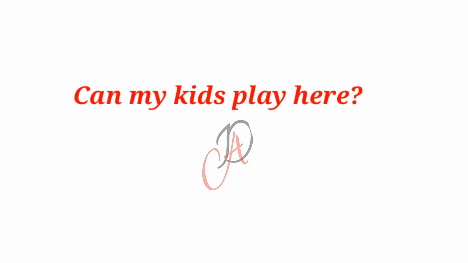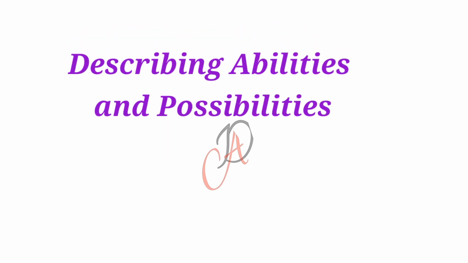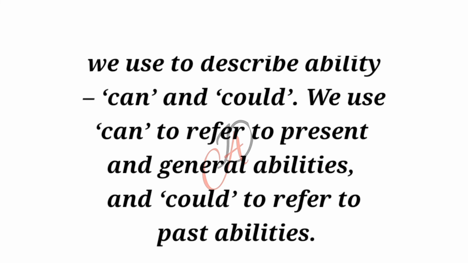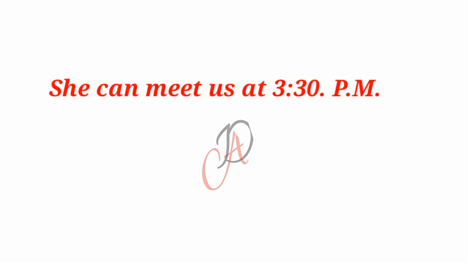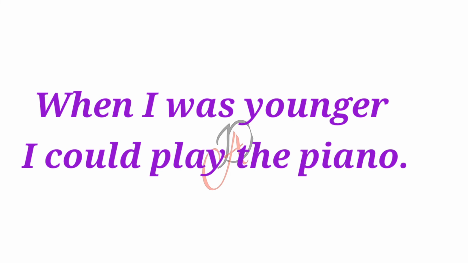And the third use of modal verbs is for describing abilities and possibilities. There are two modal verbs we use to describe ability, can and could. We use can to refer to the present and general abilities, and could to refer to past abilities. For example, Joe can swim really well. The second one, she can meet us at 3:30. Let's see the examples for could. When I was younger, I could play the piano. The second one, they couldn't see me in the fog.